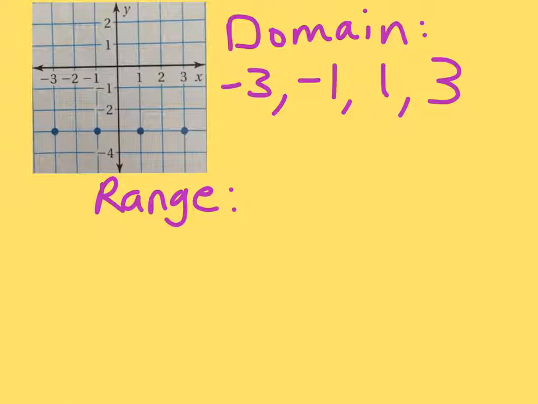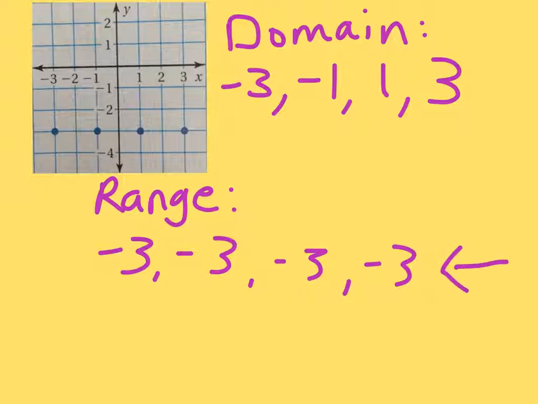Our range is going to be -3 for the first point, -3 for the second point, -3 for the third point, and -3 for the last point. When you have more than one, like we do here, okay, you only need to write it one time. So you could have just written -3 and that would have been perfectly acceptable. No need to write it more than one time.